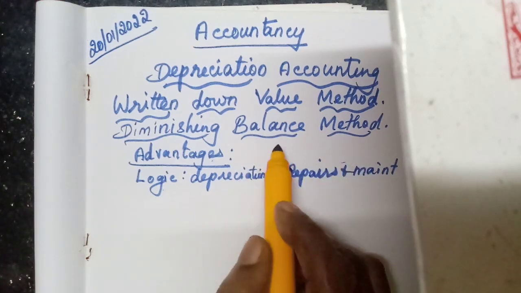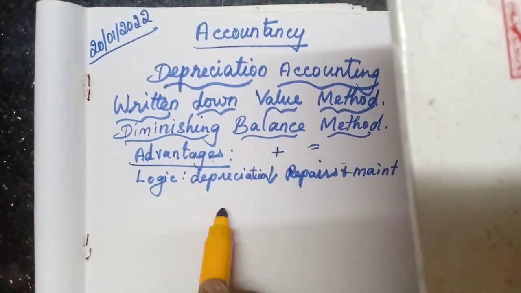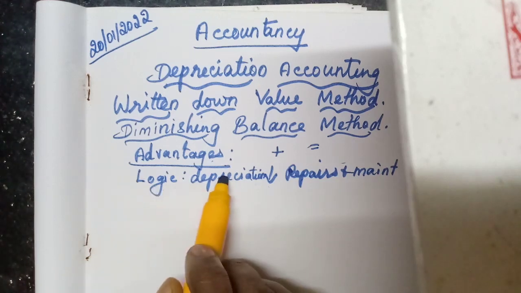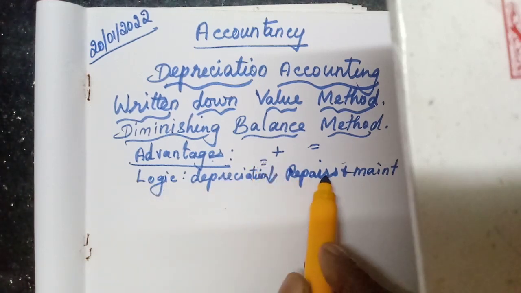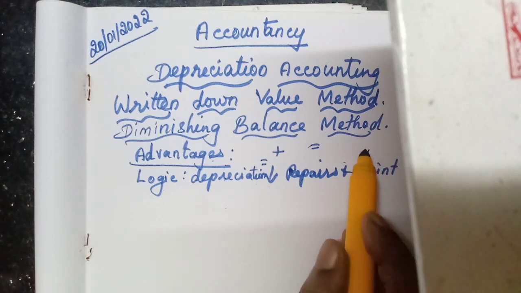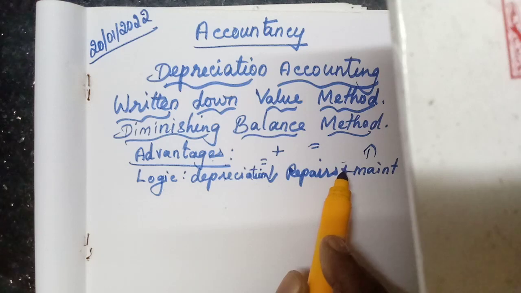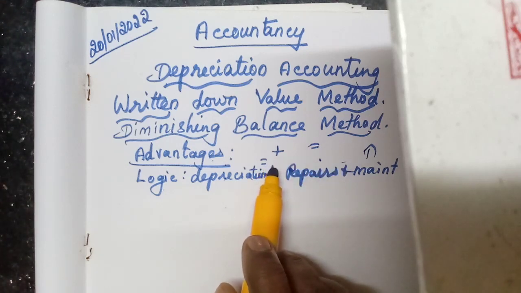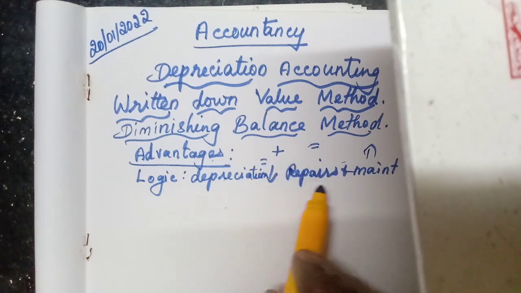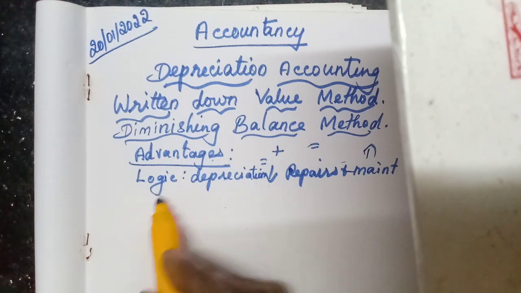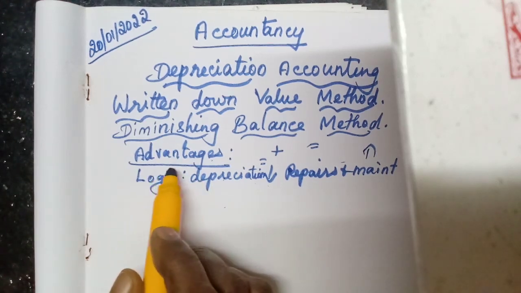So when we add these two amounts, we will get almost the same amount. But in the other method, in the original cost method, the depreciation is the same, but the repairs and maintenance cost increases. Okay, towards the lifetime of the asset it is increasing, but this one is same throughout the lifetime of the asset, so it will not get tallied. That is why we say it is the logical one.